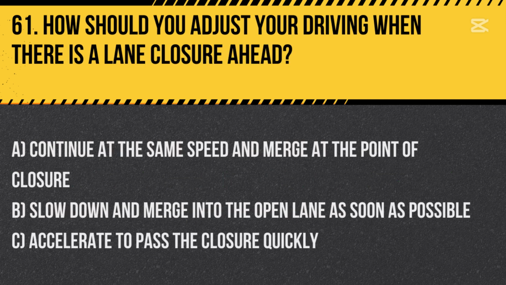Question 61. How should you adjust your driving when there is a lane closure ahead? A. Continue at the same speed and merge at the point of closure. B. Slow down and merge into the open lane as soon as possible. C. Accelerate to pass the closure quickly. Answer: B. Slow down and merge into the open lane as soon as possible. Early merging helps to reduce congestion and minimizes the risk of accidents near the closure area.